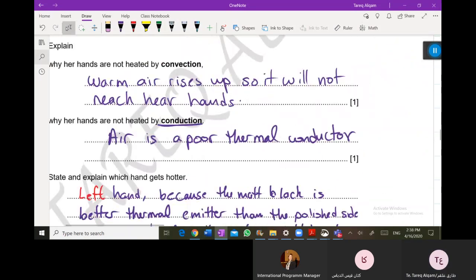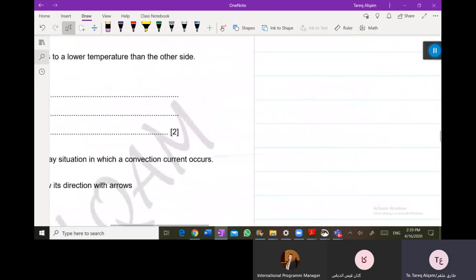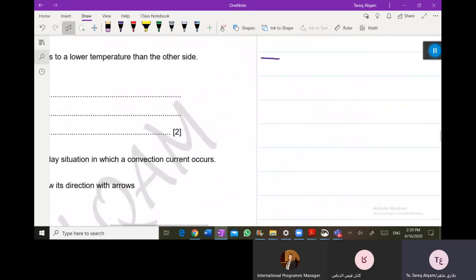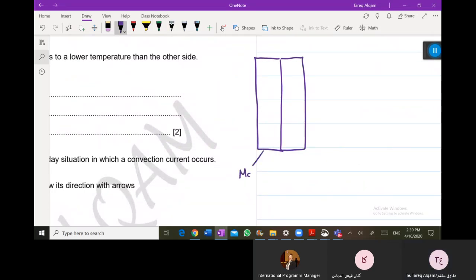Let's say that it's a common mistake. Let me magnify this. This is the matte black side, sorry. This is a polished one.